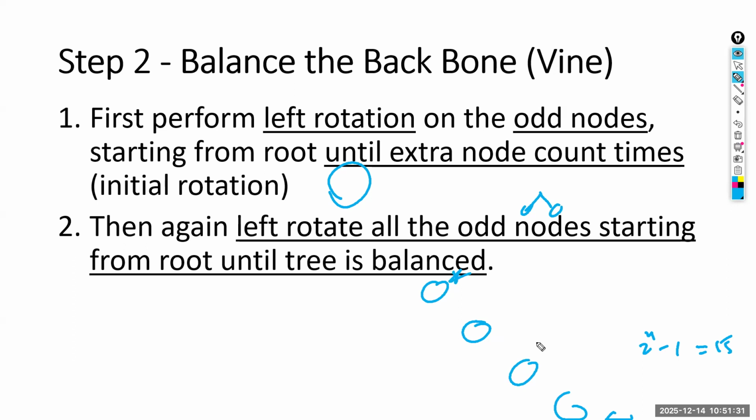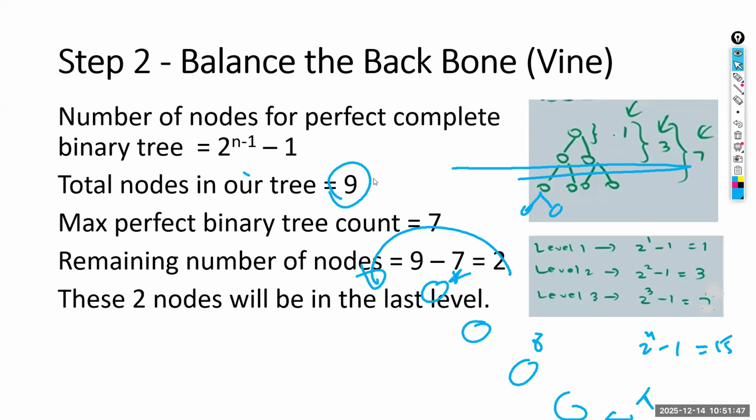Right. Odd nodes, 1, 3, and so on, sorry. But you do only left rotations on the odd nodes starting from root until extra node count times. Now remember, in our case, the extra node count is 2 because we have 9. For a perfect binary tree, you need 7. So that means we are going to have 2 extra nodes hanging like this. So that is how you decide how many times you do those rotations.